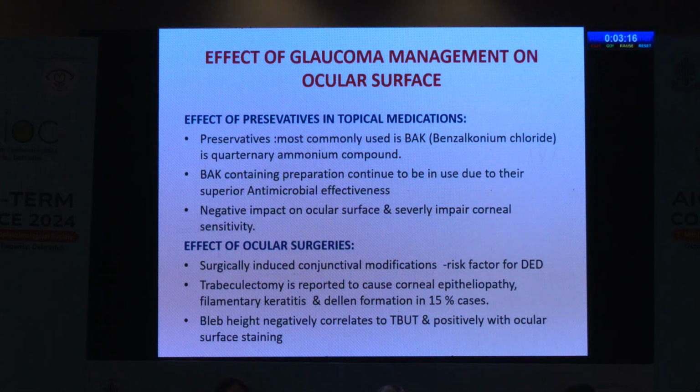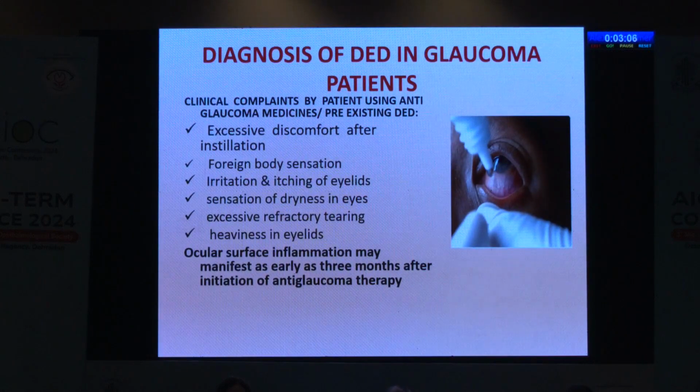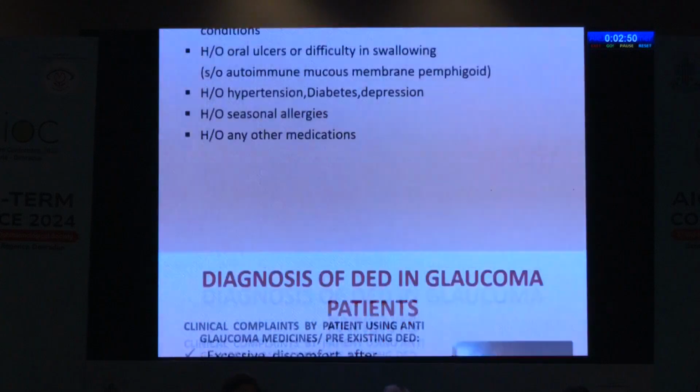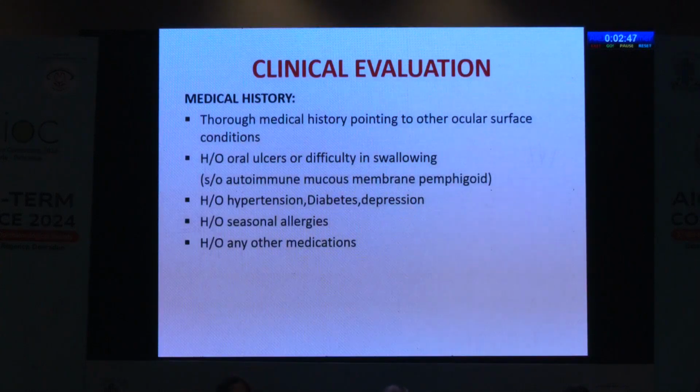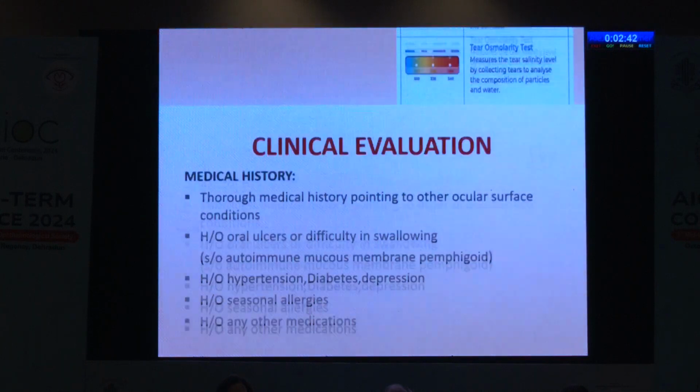Ocular surgeries also modify the ocular surface, like trabeculectomy, which has been reported to cause corneal epitheliopathy, filamentary keratitis, and bleb formation. So a patient of glaucoma, if he has a pre-existing dry eye disease or develops dry eye disease on anti-glaucoma medications, should be treated as early as possible. Ocular surface inflammation may manifest as early as 3 months after the initiation of anti-glaucoma therapy. So a detailed medical history of the patient should be taken in order to find out the other risk factors which may be responsible for this.